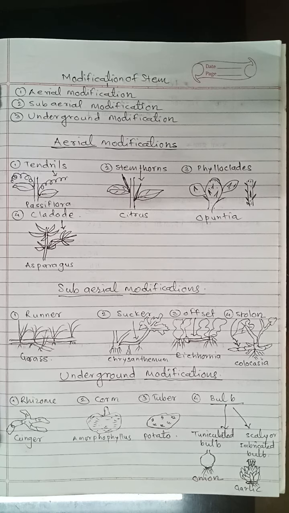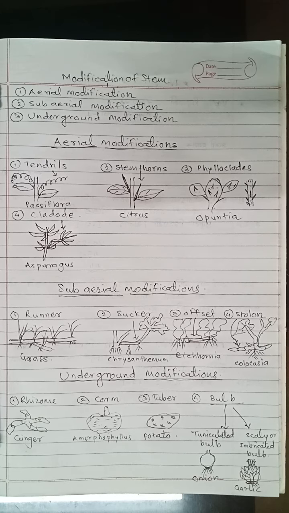Next is stolon. A slender, elongated, horizontal stem at or below the surface of ground that gives rise to a new plant at its tip. Example is Colocasia. This is all about the subaerial modification of stem.